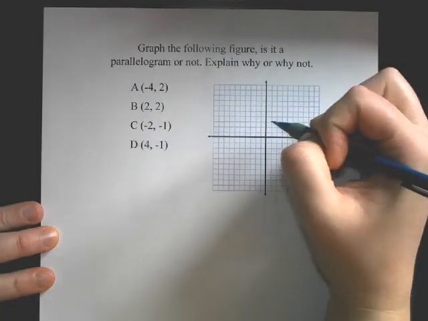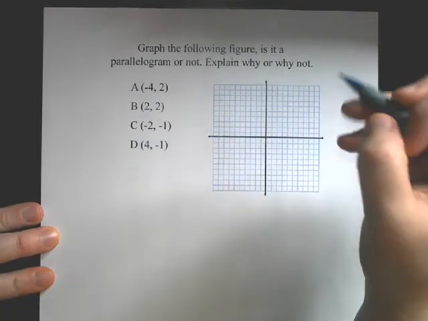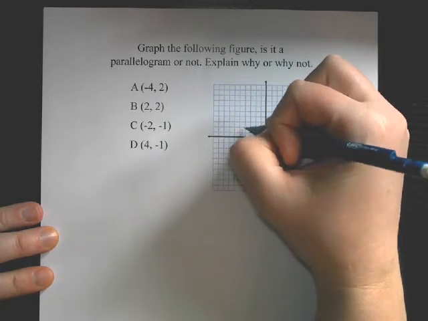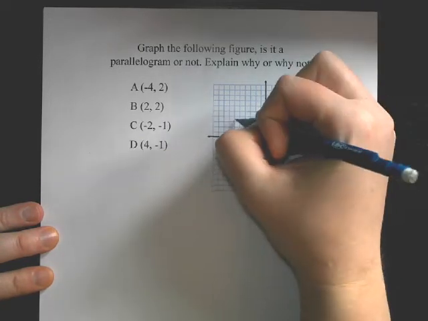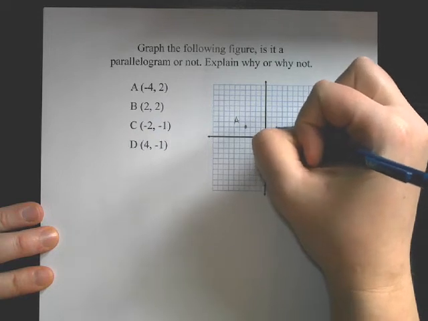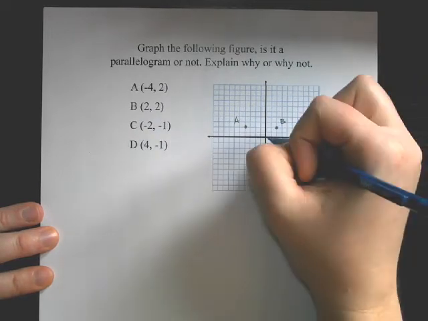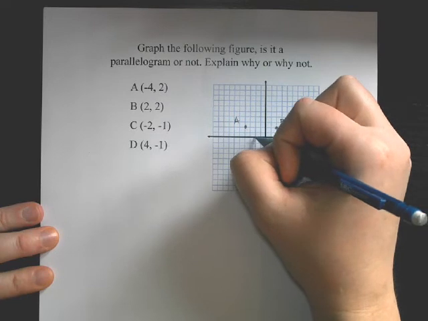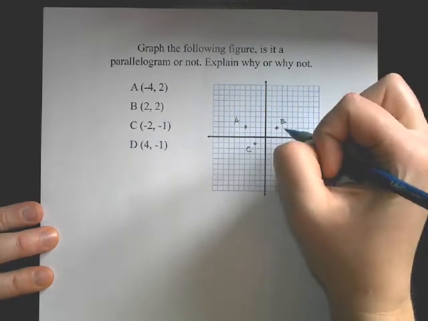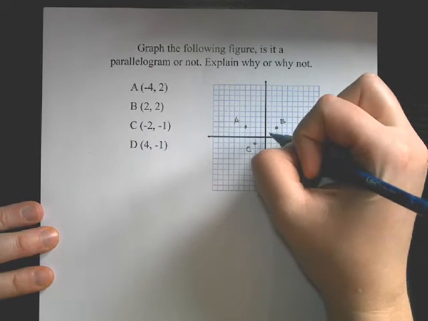So I have a piece of graph paper here because then we can do all of our work right next to it. So I'm going to graph these points. A is at -4, 2. B is at 2, 2. C is at -2, -1. And then D is at 4, 1.